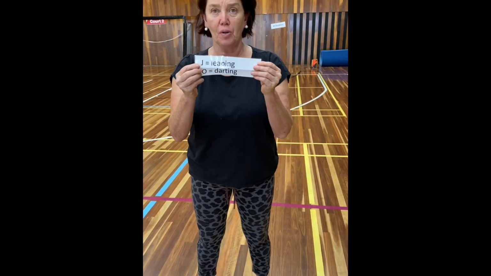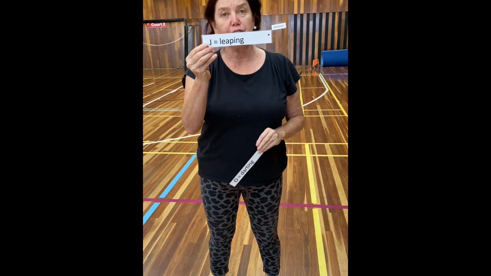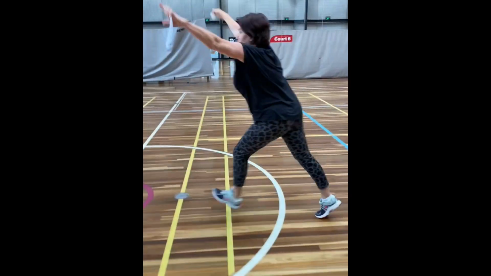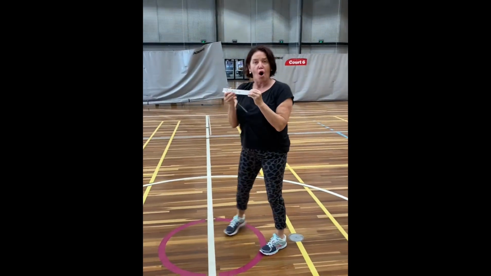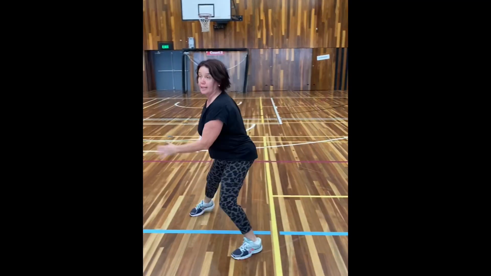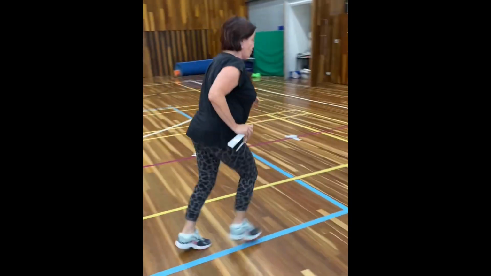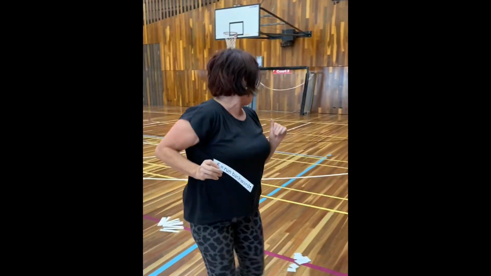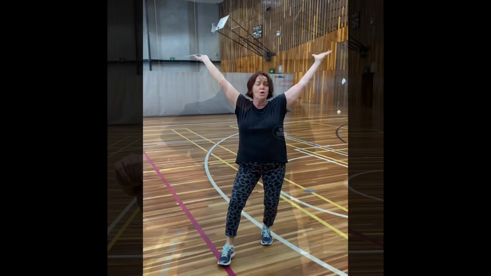Spelling the word Joe, I'm looking at leaping. So I need to leap to where my O is. Okay, let's go. I found O. O is darting. So I'm going to dart now, and I need to dart until I've found my next letter, which might be an E. And when I run over and find my E, it is a backwards run. So I'm running backwards, I'm keeping my eyes over my shoulder, and I have just spelled the word Joe.